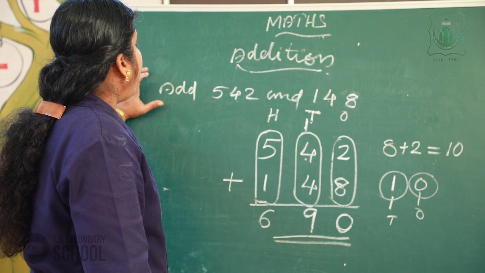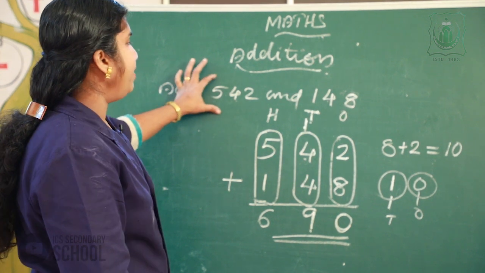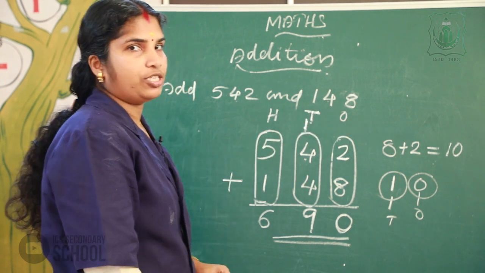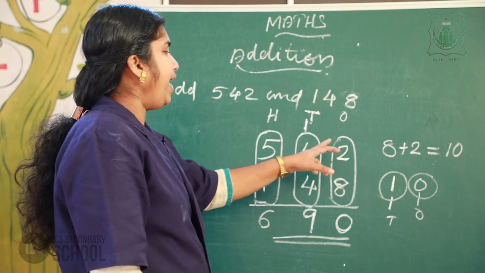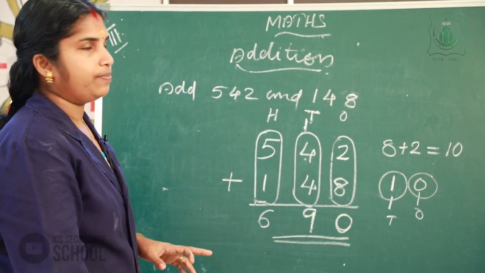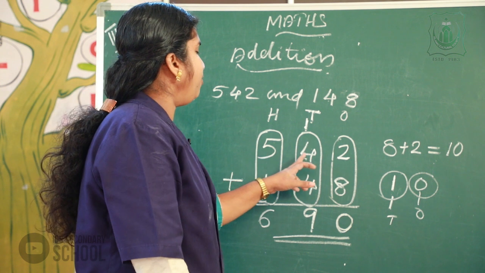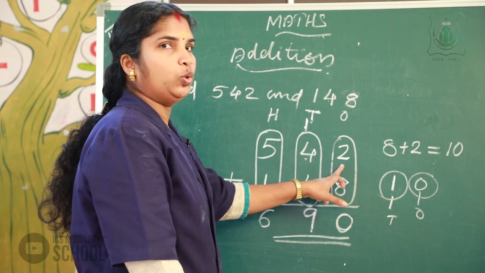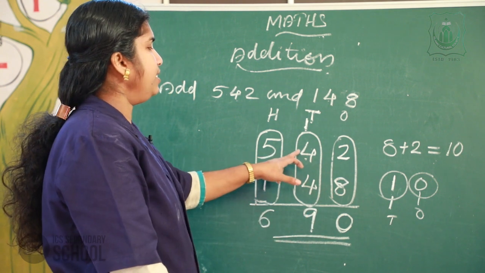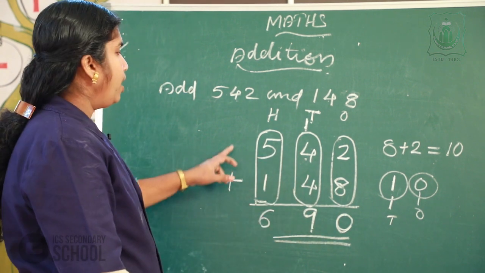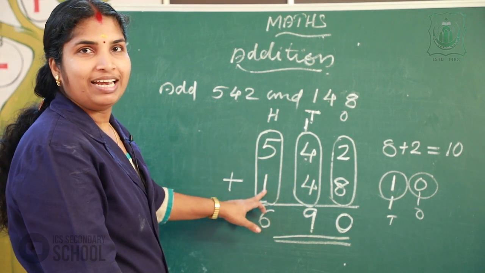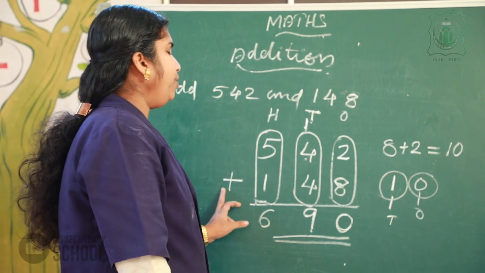Please listen. We get the problem 542 and 148. First of all, we arrange the columns: ones place, tens place and hundreds place. The ones place digits are 2 and 8, the tens place digits are 4 and 4, and the hundreds place digits are 5 and 1. Okay, we start to add.